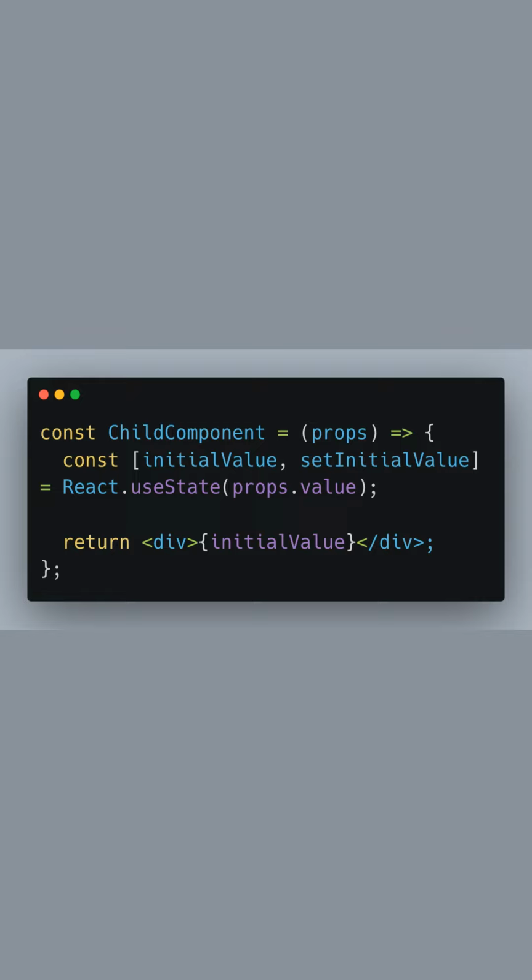With the advent of React hooks, we can use the useState hook to initialize the state in a functional component. This hook takes the initial state value as its argument, which we've set to props.value, mimicking the class-based approach. The useState hook returns an array containing the current state value, in this case initialValue, and a function to update this value, which we named setInitialValue. The component renders a div with the current value of initialValue.